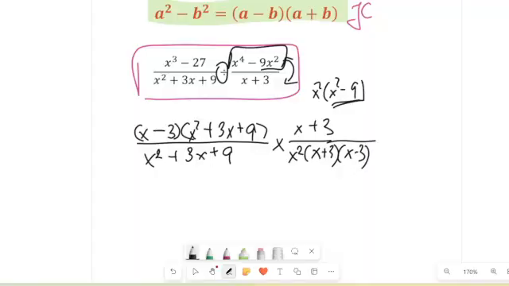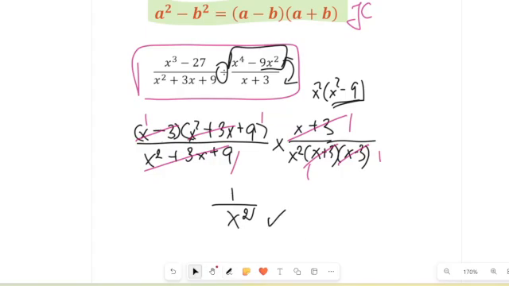Now let's cancel what is the same. So that x plus 1 can be cancelled with this one, x minus 1 with this x minus 1, and over here again, I can't. How do we multiply the two fractions? Top by the top, bottom by the bottom. So at the end, I will get 1 over x squared, and that's your final answer.